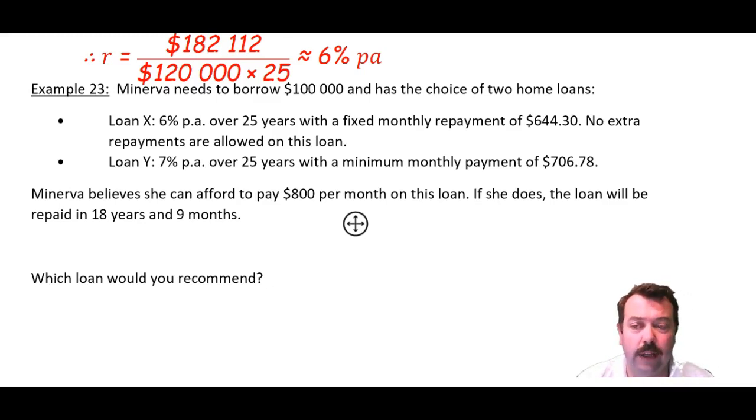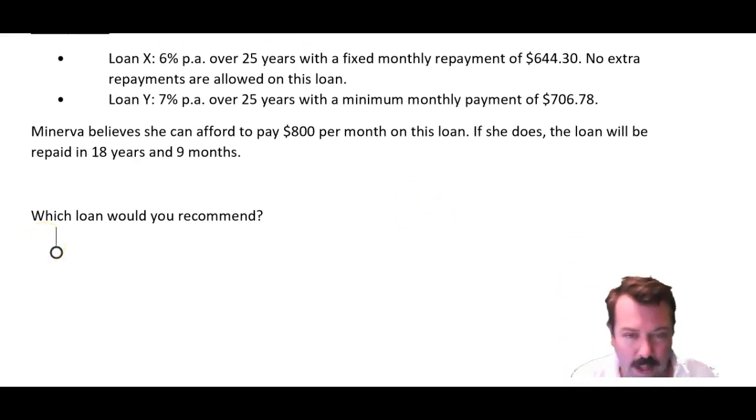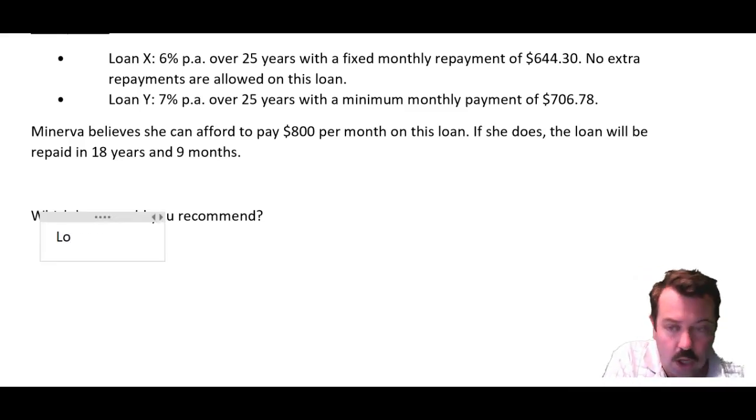Because it looks like 6% per annum over 25 years versus 7% per annum over 25 years. Surely 6% is going to be better. However, if I can pay that off sooner, well, I won't pay as much interest, perhaps. So let's have a look. What are we going to do? Well, I've got two loans. To compare them, I'm really going to calculate them separately. Let's look at the total repayments for loan X. We might just start that off with some sort of a heading here saying loan X.